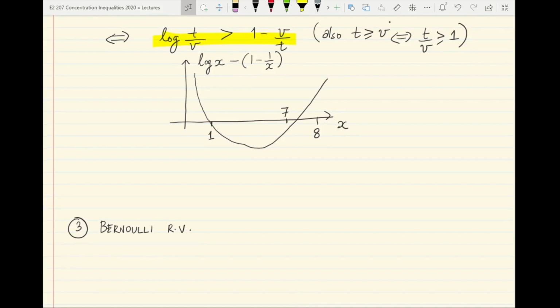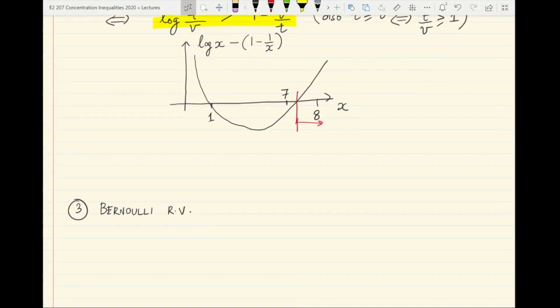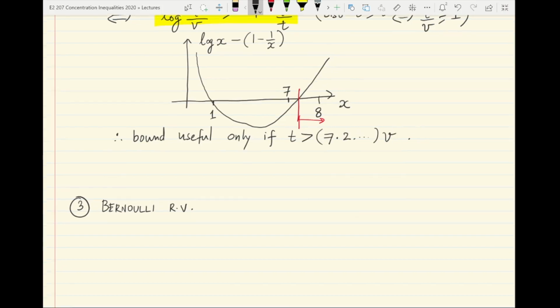And if we want this inequality to be useful, we can only live with x to the right of this point of intersection with the x axis. So this roughly means that the bound is useful only if t is larger than some number like 7.2 something, some fraction times v. So when t exceeds this number, this bound starts giving you something non-trivial.